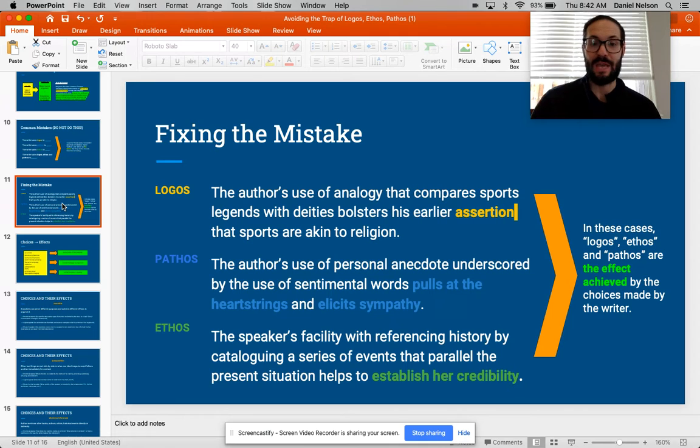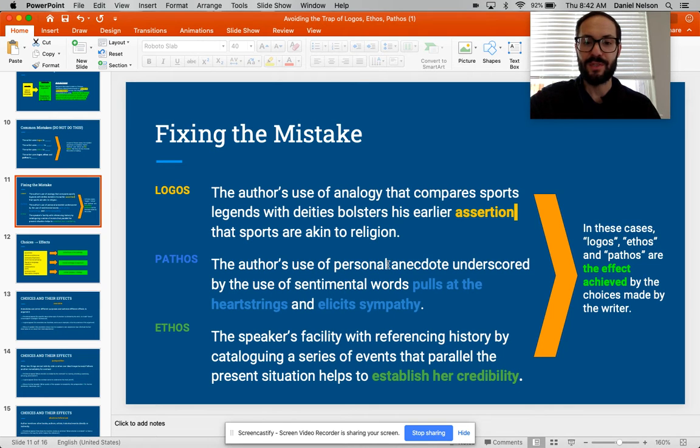So if we look at that pathos, there's a couple things in that example statement using pathos. Notice how that word isn't in there at all. Instead, we have the two emotions, right? Pulls at the heartstrings and elicits sympathy. But we also have the choice in there.